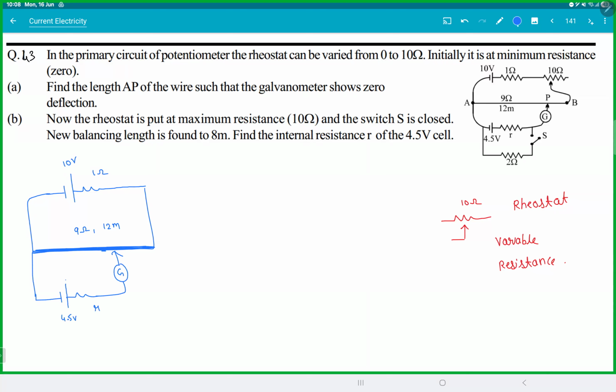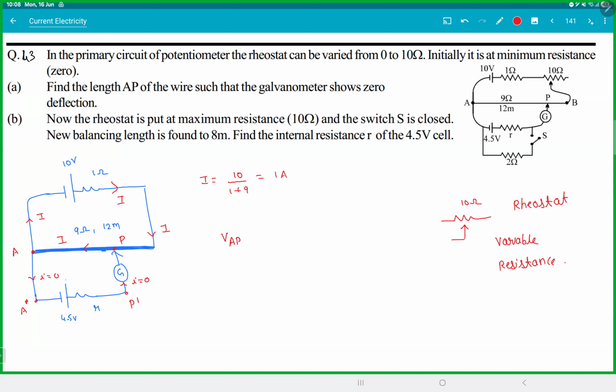This is small r. Since the bridge is balanced, this current is 0. This current is also 0. Whatever current flows here will flow only in the primary circuit. I is given by 10 by 1 plus 9. That's 1 ampere. Let's call this point A and this point P. Then this is also A dash and this is also P dash.